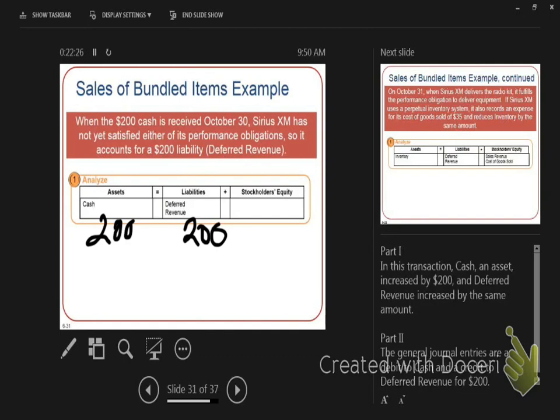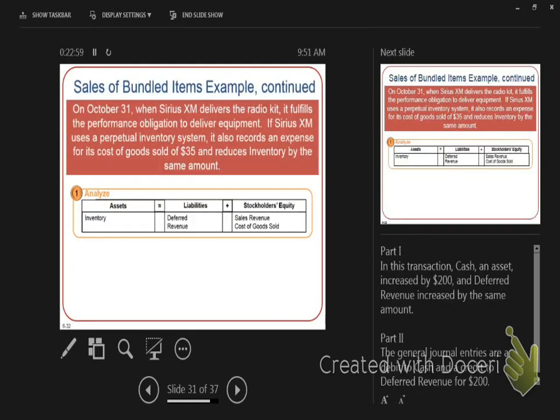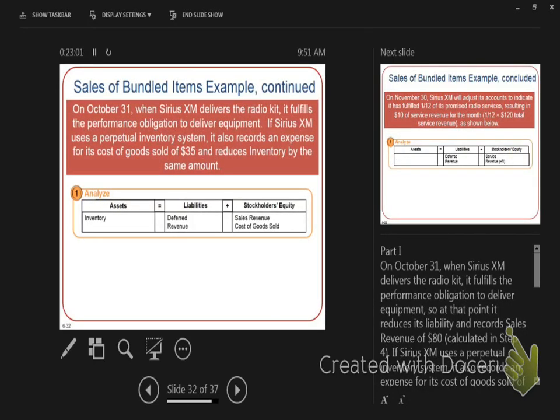All right. Then, on the next slide, we have to record the fact that they got the inventory. We know that inventory sits in there at $35. That equipment is in our inventory at $35. That's the cost of goods sold. So we have to take out $35 of inventory, and $35 is our cost of goods sold. So we take that out. That's that first part, cost of goods sold and inventory.